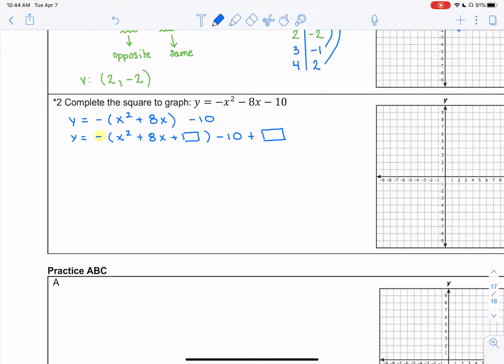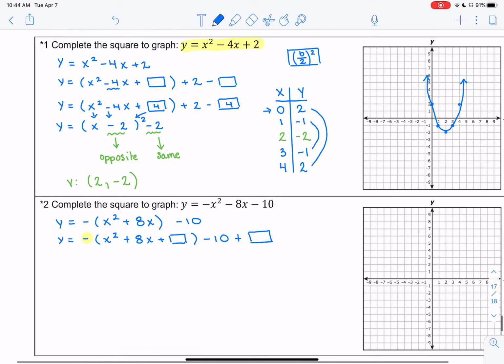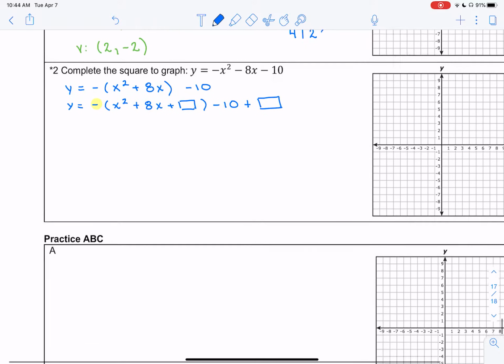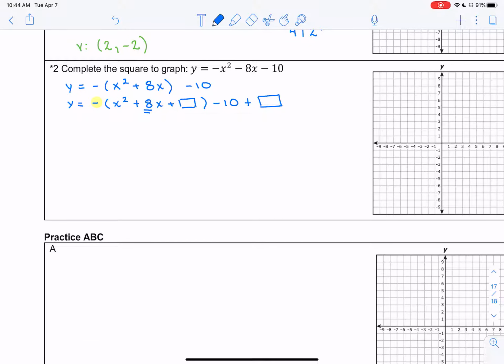All right, and then remember what method we used up here to figure out what goes inside that magic box. We find our b value, divide it by 2, and square it. So the b value is a positive 8. Okay, so positive 8 divided by 2, that would be 4, and then square it would be 16. So I'm going to add a 16 for that magic box. Outside, remember it's an add because the first one's going to have a negative distributed. So I add 16.